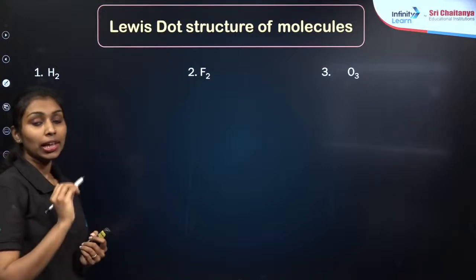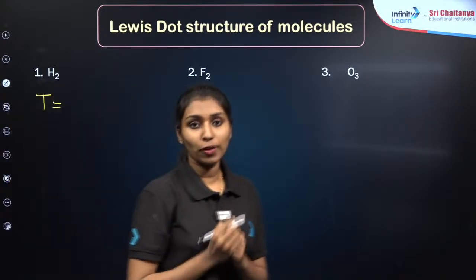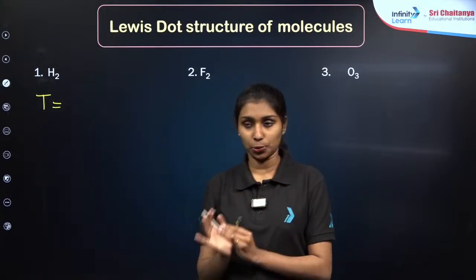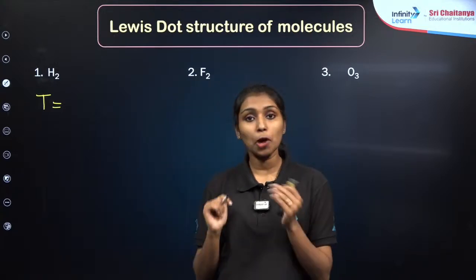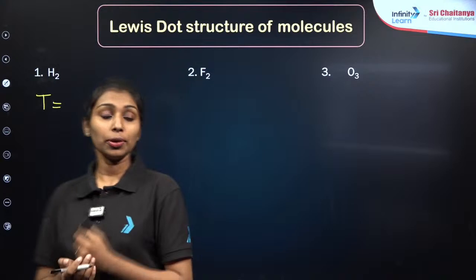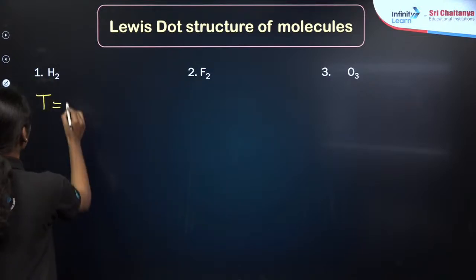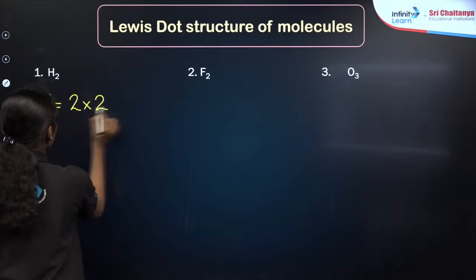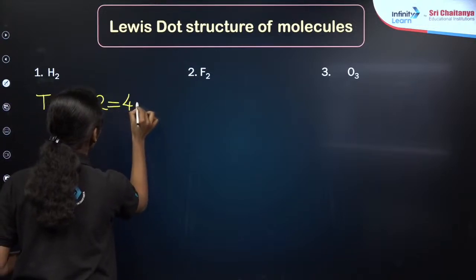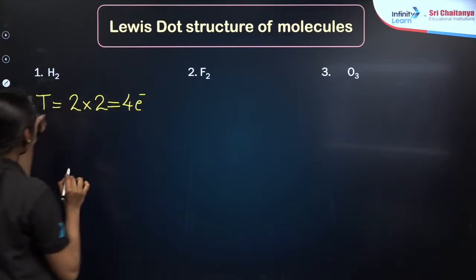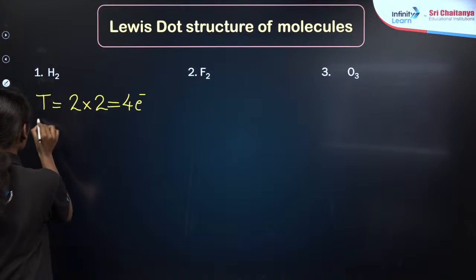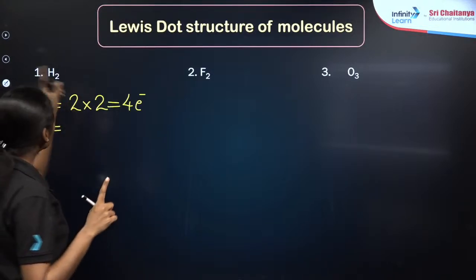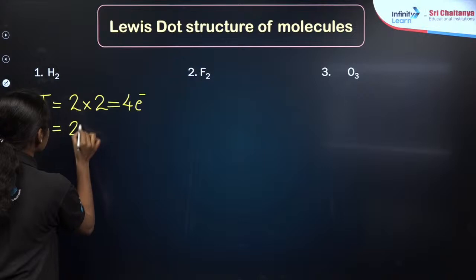What about the first rule? You have to find the total number of electrons T by assuming that all the atoms obey the octet rule. In the case of hydrogen, it will obey the duplet rule, right? So here 2 hydrogen atoms are present, so I am taking 2 into 2, where 2 represents the duplet. That is equal to 4 electrons, right? Then what about the valence electrons V? One hydrogen atom contains 1 electron, so for 2 hydrogen atoms, it is 2 into 1, that is equal to 2.